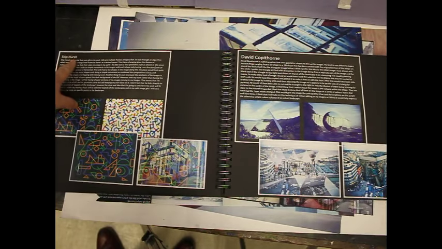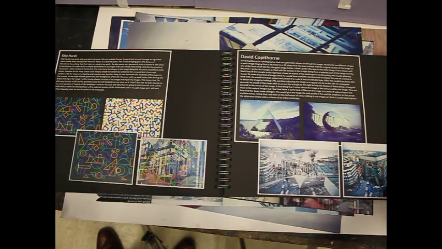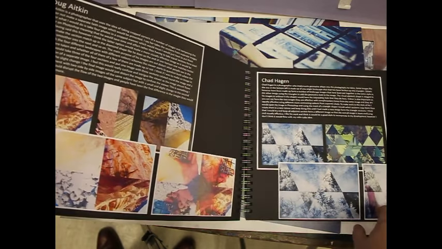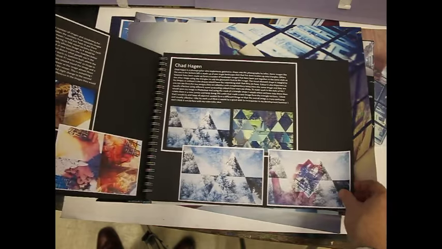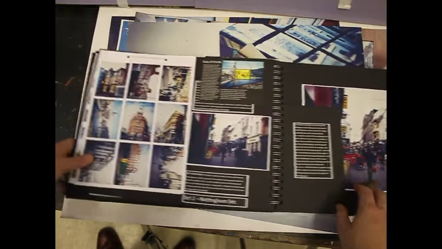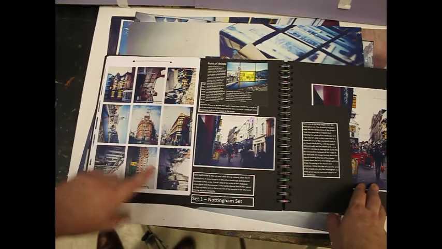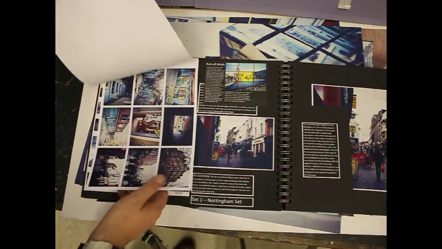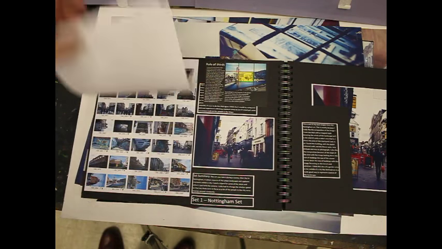And then straight into research, looking at people like David Copythorne, also Doug Aitken and Chad Hagen, hope I pronounced that right. Those guys use a lot of geometrics in their work, whether they're developing it with shape or using objects that are geometrically based in their images. Then from that research, onto his first starting points.